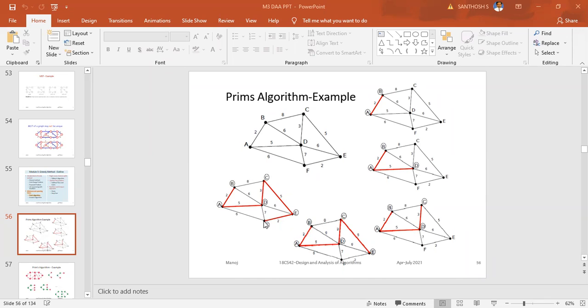Yes, what is the total cost? 2 plus 5, 7. 7 plus 3, 10. 10 plus 5, 15. 15 plus 2, 17. So the total cost is 17. Okay, so 17 is the total cost. This is the Prim's algorithm example, how it is going to work.